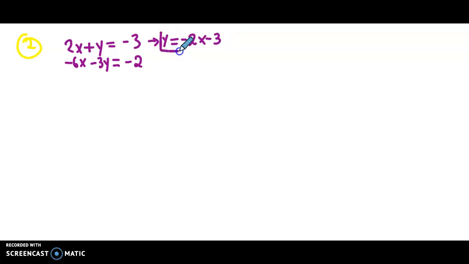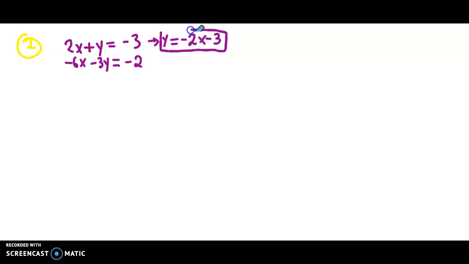Our second example right now would be 2x plus y equals negative 3 and negative 6x minus 3y equals negative 2. Again, I need to start by using substitution, which means I need to isolate one of the four. The best to isolate would be the first y because that's the only one that has a 1 in front of it. So take the 2x over, and therefore I will put this in a box.